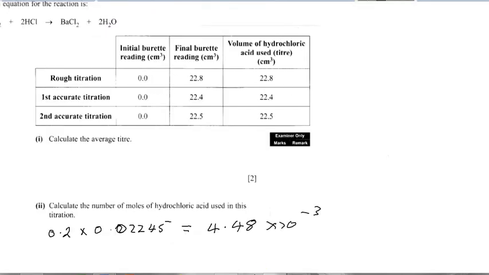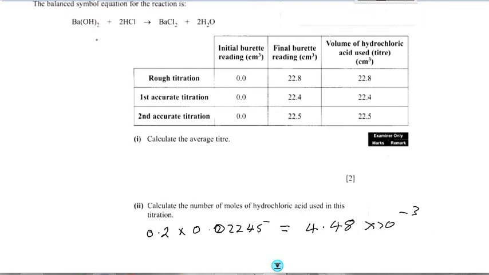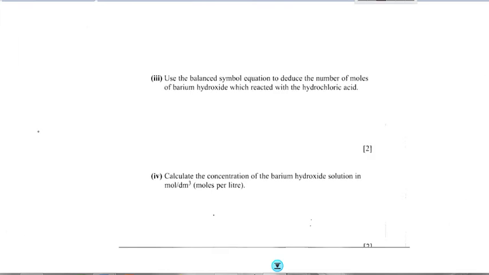So moving on to the next question. Use the balanced equation to deduce the number of moles of barium hydroxide that reacted with it. Well, if we go back to the equation here, we'll see that the number of moles of acid to the number of moles of the barium hydroxide is a 2-to-1 ratio. So in other words, we will take this value here and divide it by 2 to get the number of moles of the barium hydroxide, which gives us the answer of 2.24 times 10 to the minus 3.